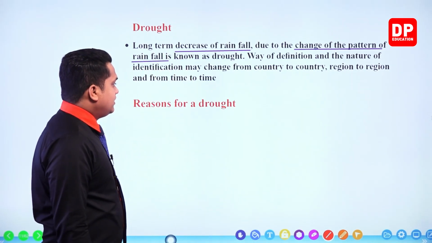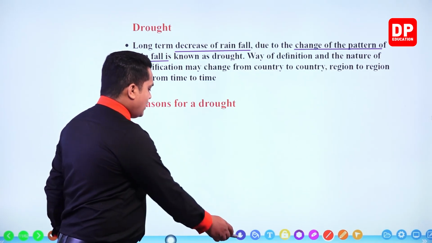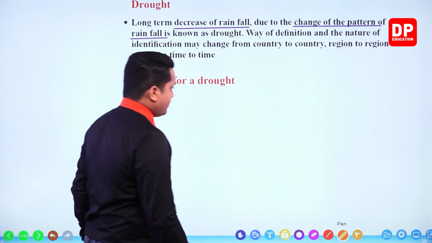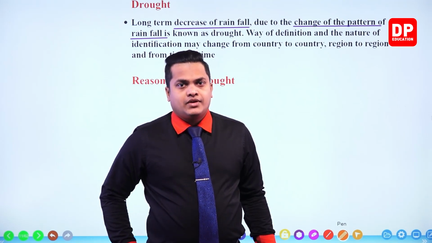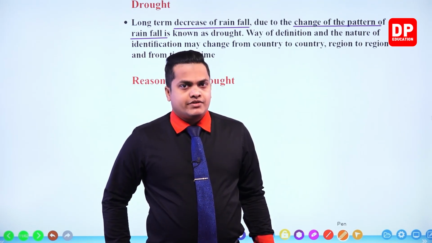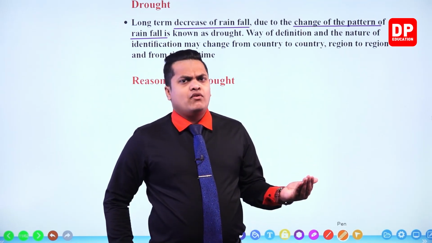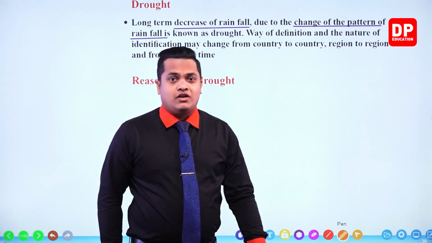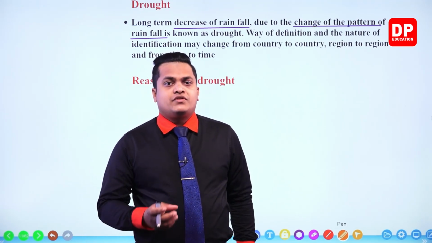Then you are given a topic: reasons for a drought. I'll write down several common reasons for a drought, my dear children. I'll write 3. The main reason behind a drought, as I told you, is lack of water. What is the reason for lack of water? It is given here. Decrease of what? Decrease of rainfall. So decrease of rainfall is a main reason for the cause of droughts.